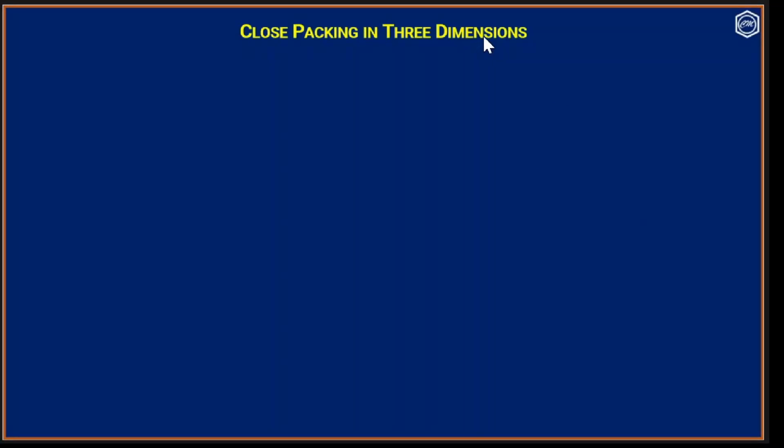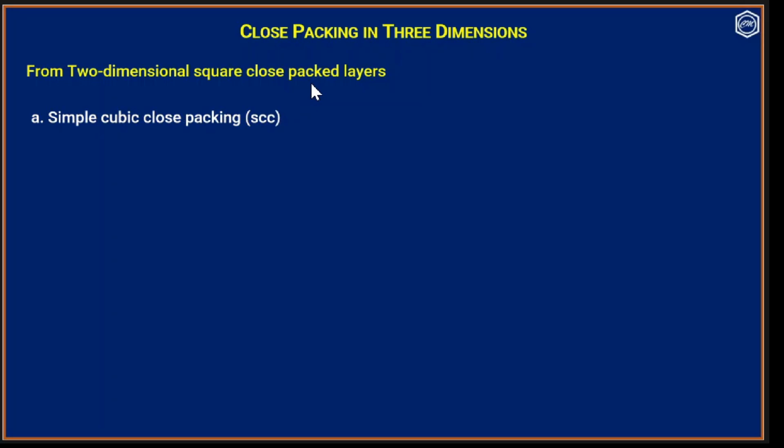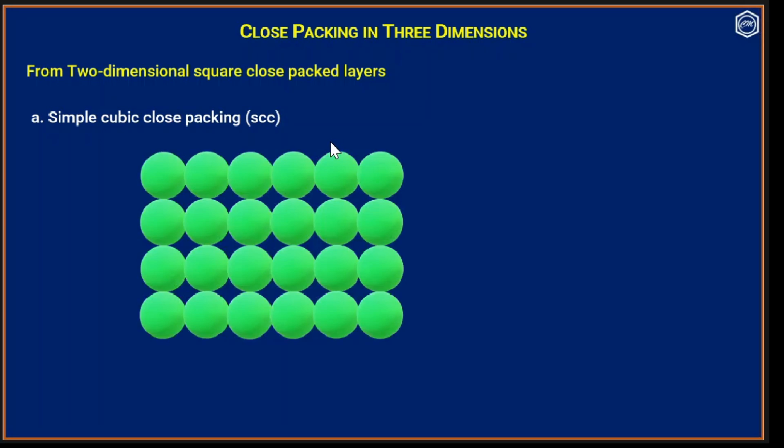Now let us consider the close packing in 3 dimensions. All real structures are 3-dimensional structures. They can be obtained by stacking 2-dimensional layers one above the other. We can have 3-dimensional structures from 2-dimensional square close packed structures and also from 2-dimensional hexagonal close packed structures. First, let us see how 3D structures are obtained from 2D square close packing structures.